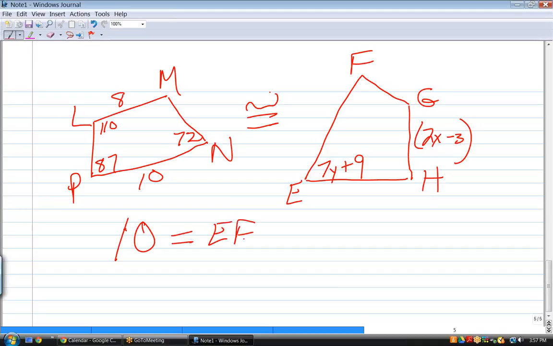And I can now say it's equal because we're talking about a line segment. Which side is congruent to LP? FG? Yeah, again, it's the shortest.